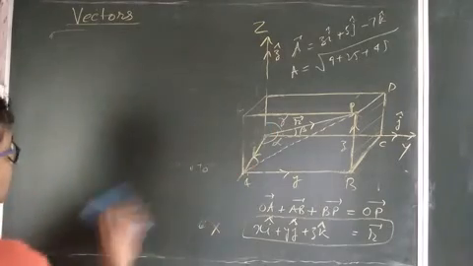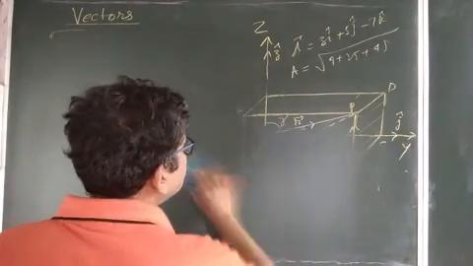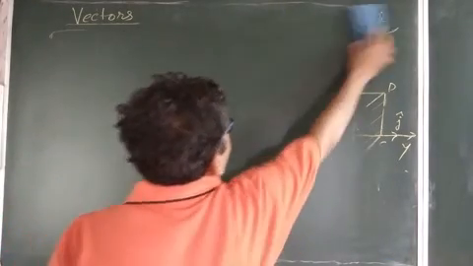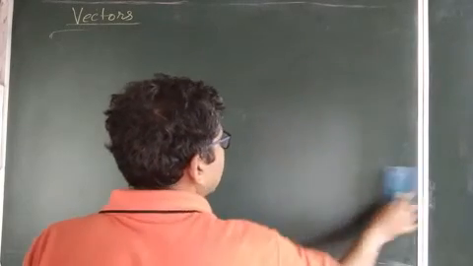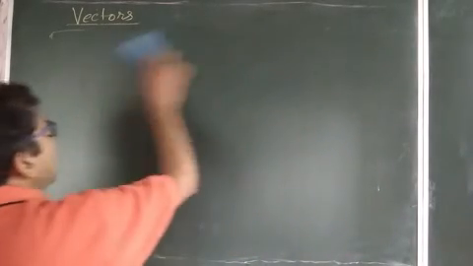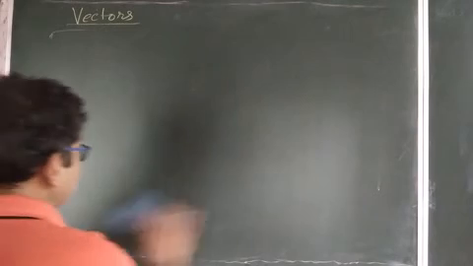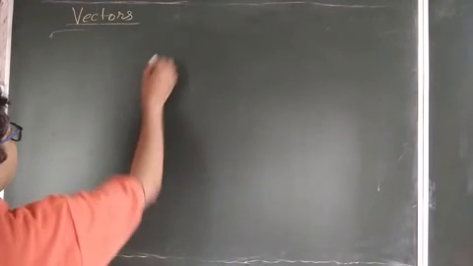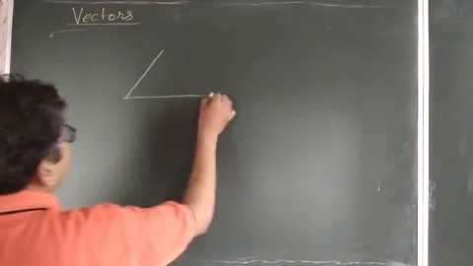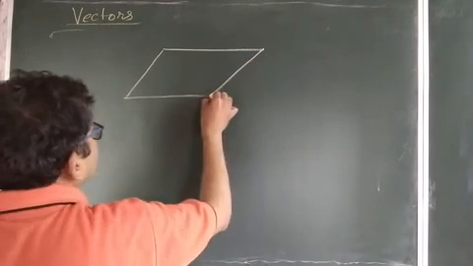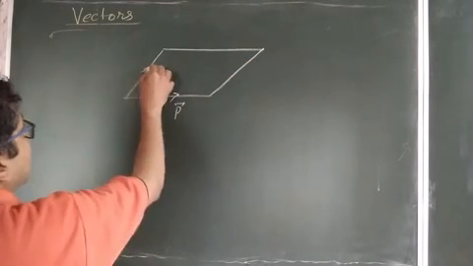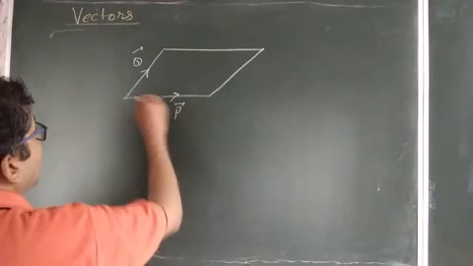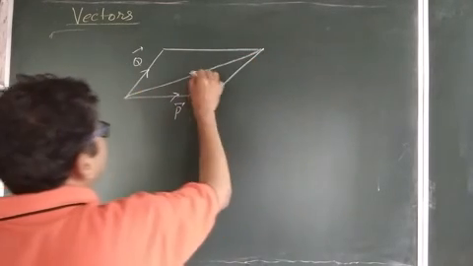Now, the difference between two vectors. Up to this, we have learned how two vectors or more than two vectors can be combined together. Addition means combination in the case of vectors. But if we have to subtract one vector from another, suppose these are two vectors, P vector and Q vector, and this is the resultant, R vector.